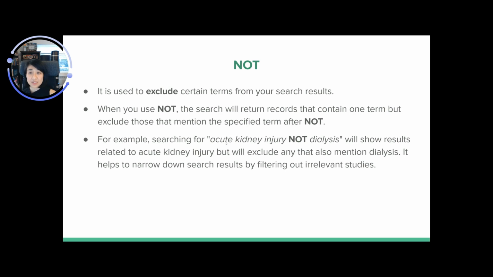Okay, the third Boolean operator is NOT. It is used to exclude certain terms from your search results. When you use NOT, the search will return records that contain one term but exclude those that mention the specified term after NOT. For example, searching for acute kidney injury NOT dialysis will show results related to acute kidney injury, but will exclude anything that also mentions dialysis. So it helps you narrow down research results by filtering out irrelevant studies.